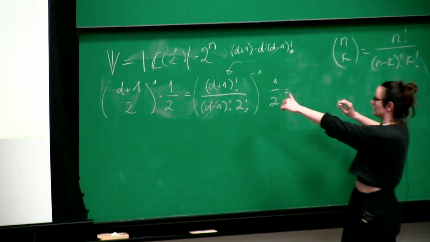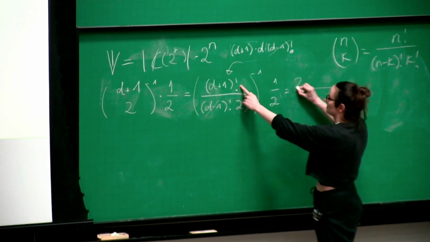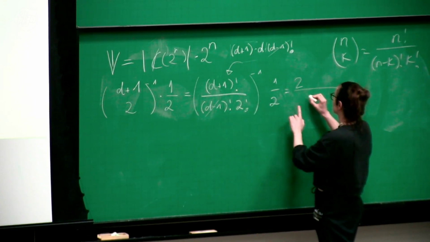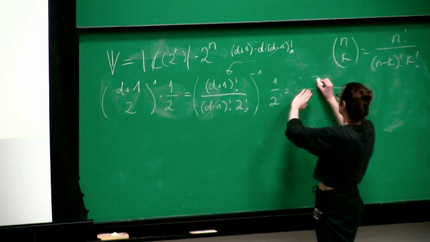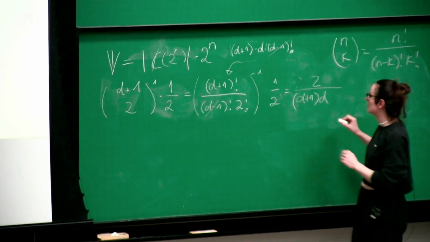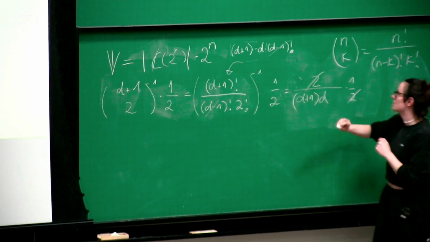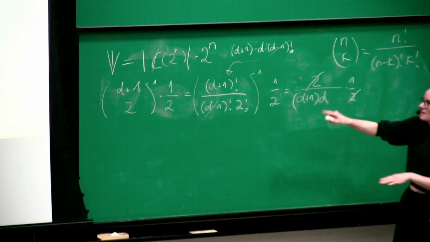Now I will take the inverse of this fraction, so the 2 goes up, and this goes down, d plus 1 times d, and then I have times 1/2, which cancels. So I have d plus 1 over d. This is my prefactor here.